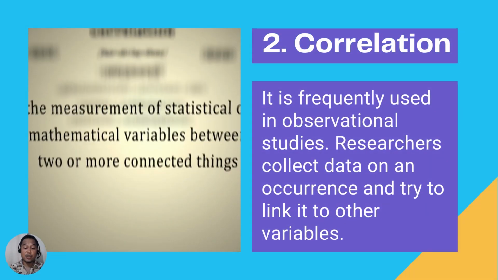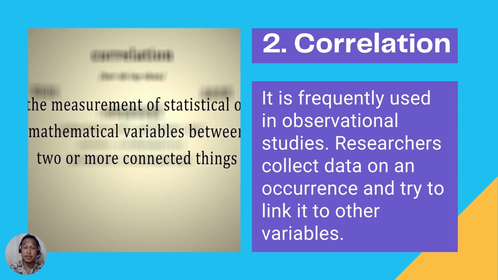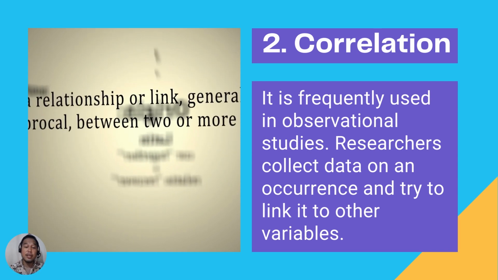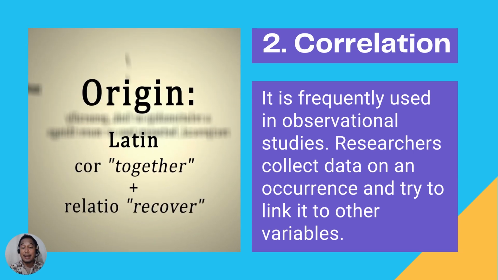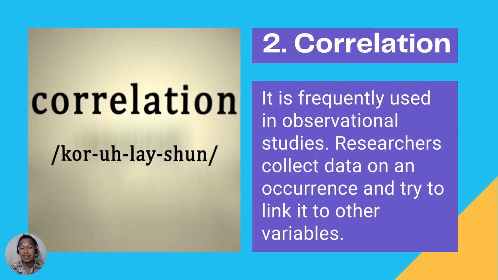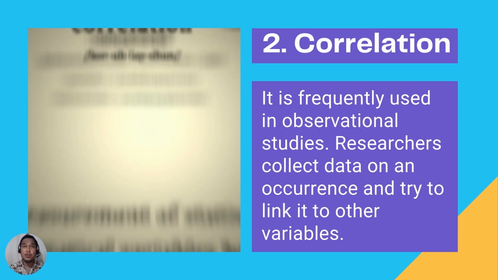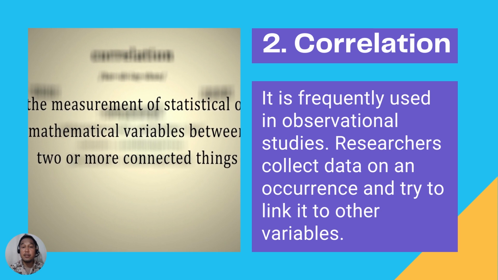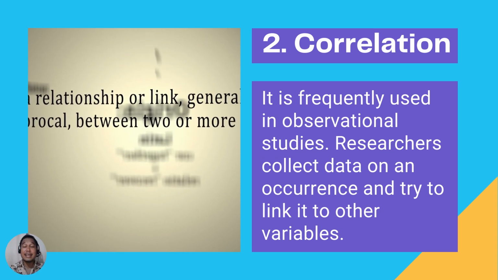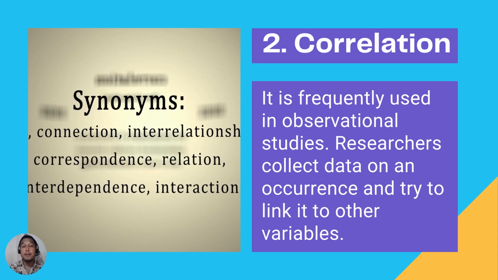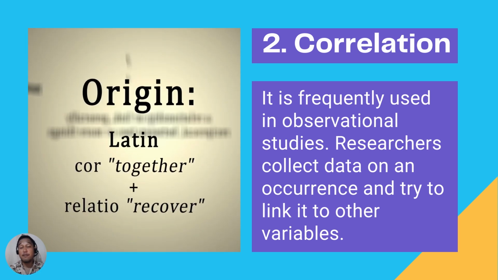Next classification of descriptive research design is correlation. It is frequently used in observational studies. Researchers collect data on an occurrence and try to link it to other variables. So you want to know whether this particular variable has got something to do with another variable, or if it has a significant relationship with the other variables.